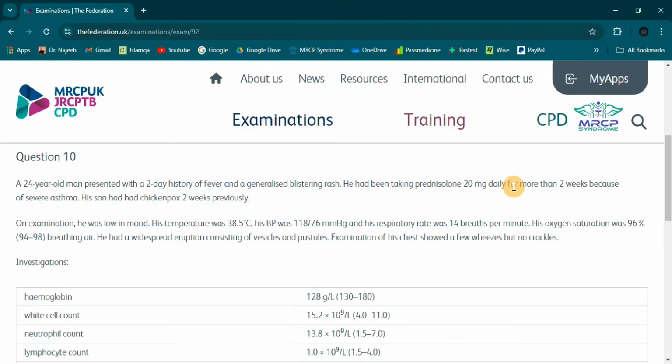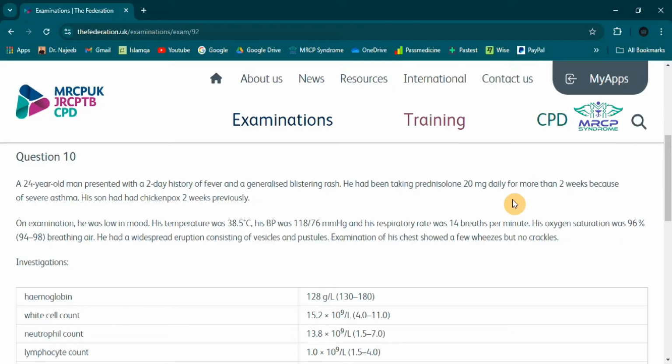So 20 milligram prednisolone daily for more than 2 weeks. Does it fall under immunocompromised state? Yes or no? Yes, sir. More than 2 weeks.